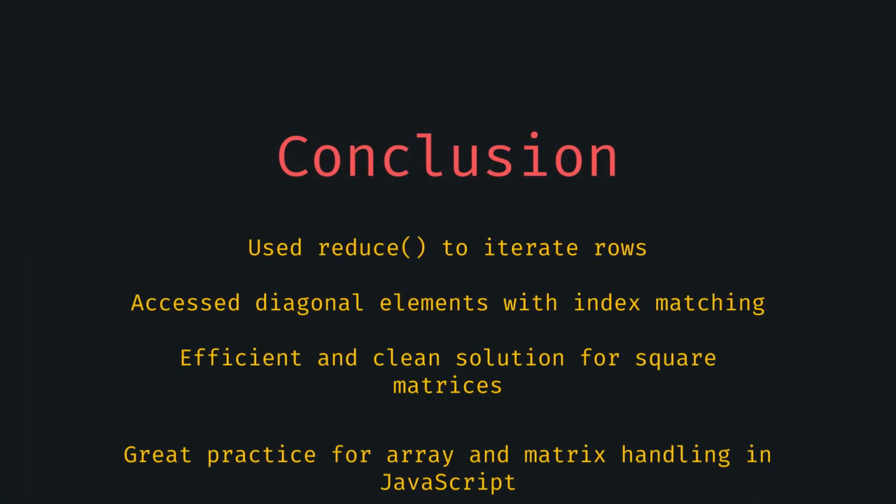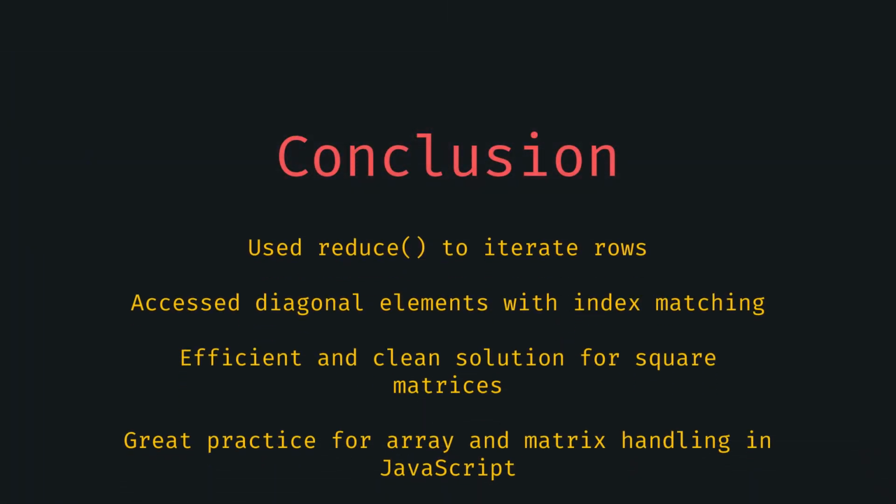To wrap up, we've created a simple and elegant JavaScript function that sums the main diagonal elements of a square matrix. By leveraging the power of reduce and indexing, the solution is concise and efficient. This technique is a great way to improve your understanding of arrays and matrix traversal in JavaScript.